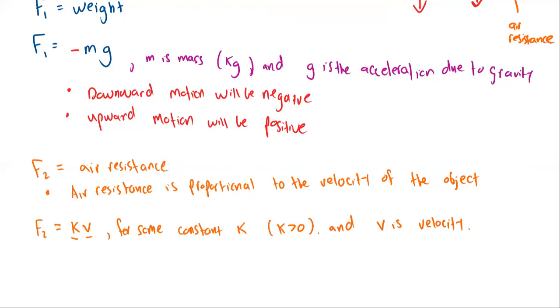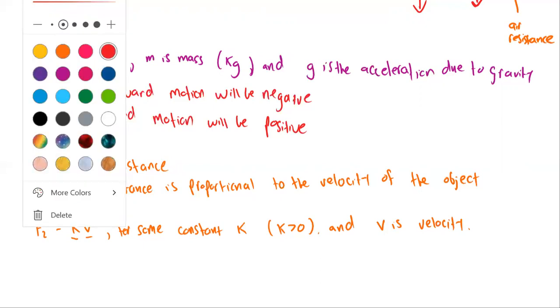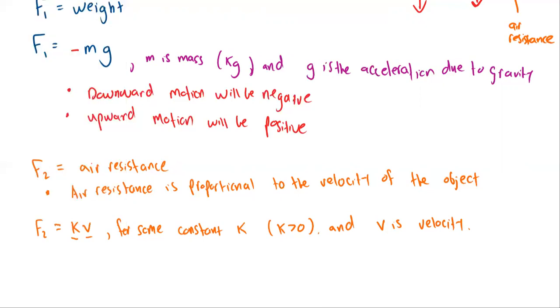Now, there could be other forces. Of course, the wind could be, in theory, forcing this object to move in different directions. For our purposes of this model, we're going to assume that these are the only two forces acting on the object, just the weight and the air resistance. Now, if you've taken physics before, let me use F sub net to denote the net force acting on the object.